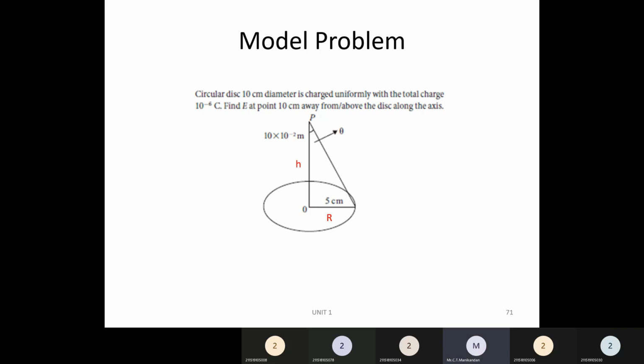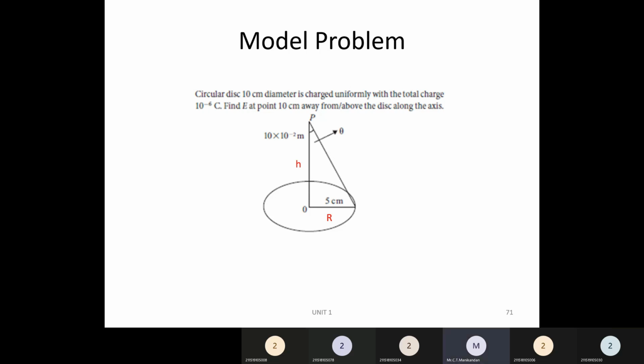You can see the circular disk of diameter 10 centimeter. So what will be the radius? Diameter is 10 centimeter, so the radius is 5 centimeter. That I represented as R equal to 5 centimeter.